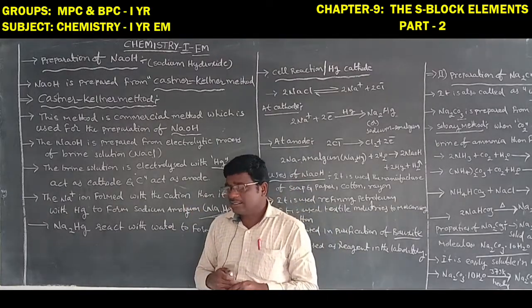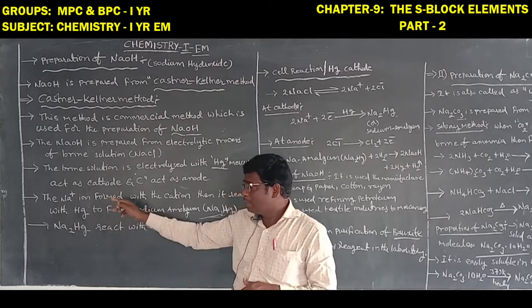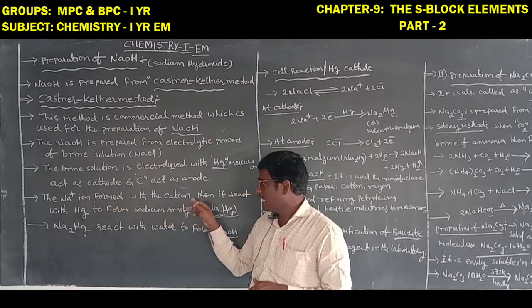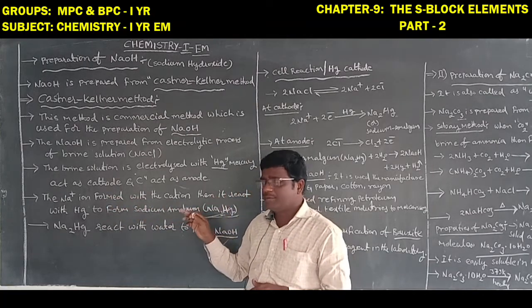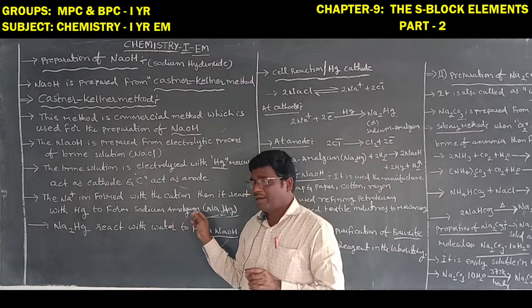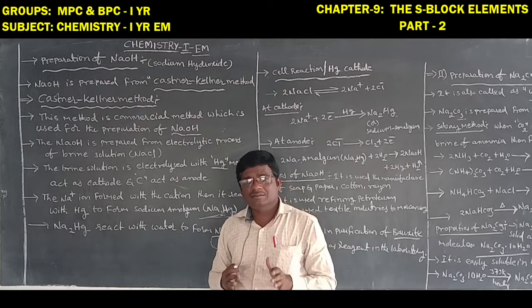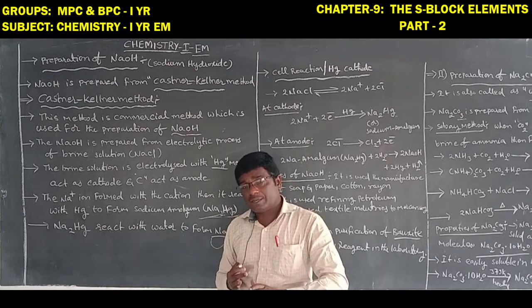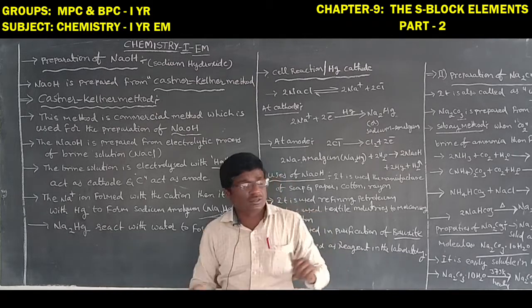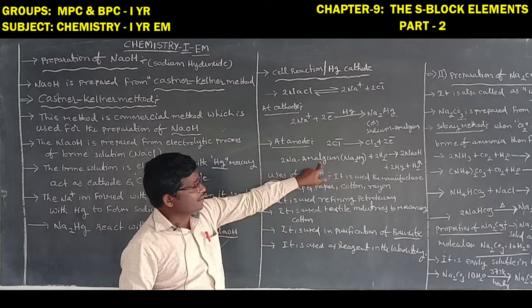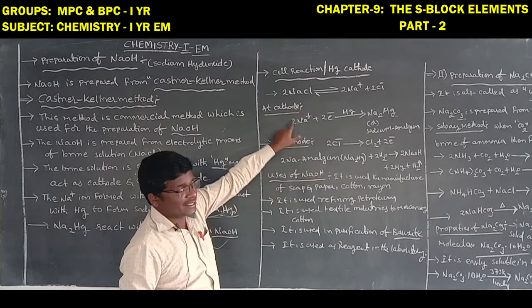In this Castner-Kellner method, Na+ ion is formed as the cation when it reacts with the mercury at the cathode to form sodium amalgam, Na2Hg. Then the sodium amalgam undergoes hydrolysis, dissolving in water to form sodium hydroxide. That is the cell reaction.